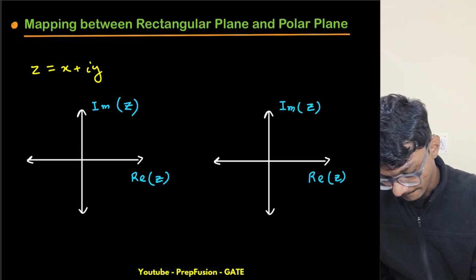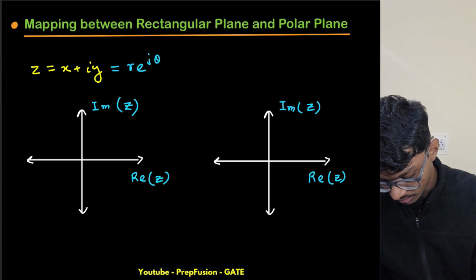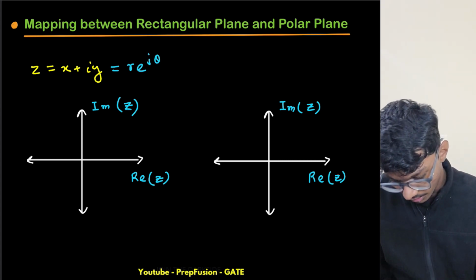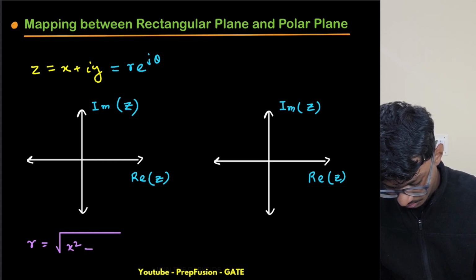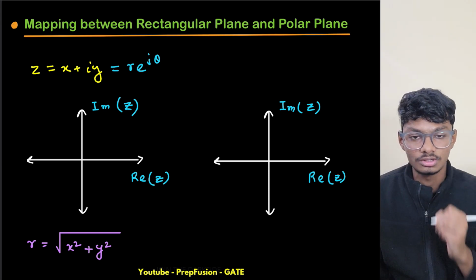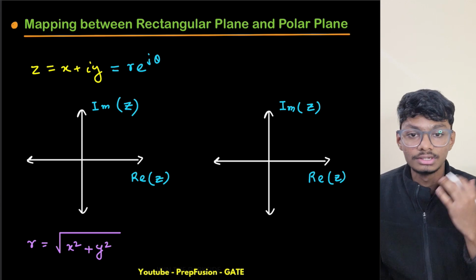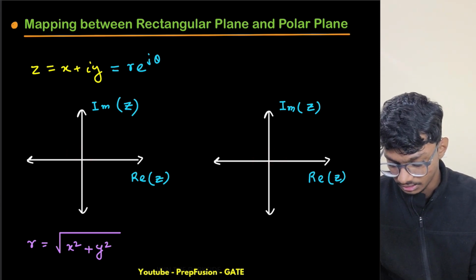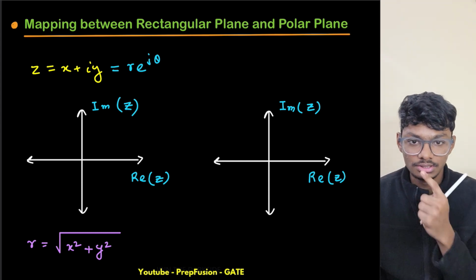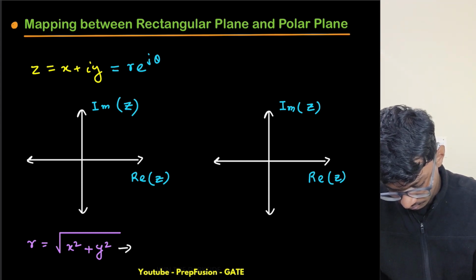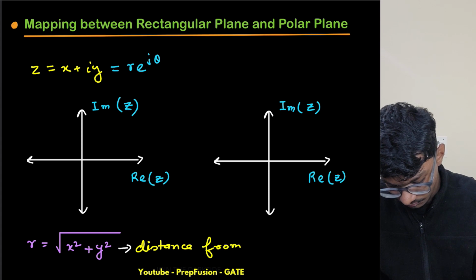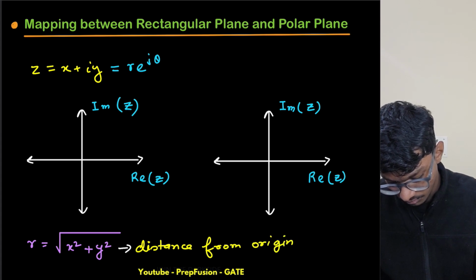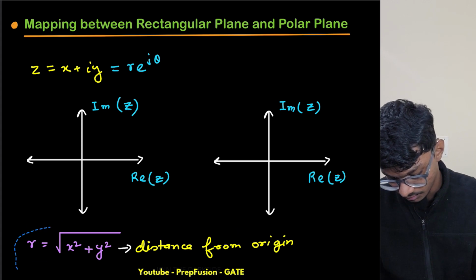How? Basically this would be r e raised to the power j theta. And what is r? R equals the square root of x squared plus y squared. What does this mean? This means the distance from the origin. The origin is the point where the two axes cross each other. So this is known as the distance from the origin. I will write this on the next page, as we don't have enough space here.